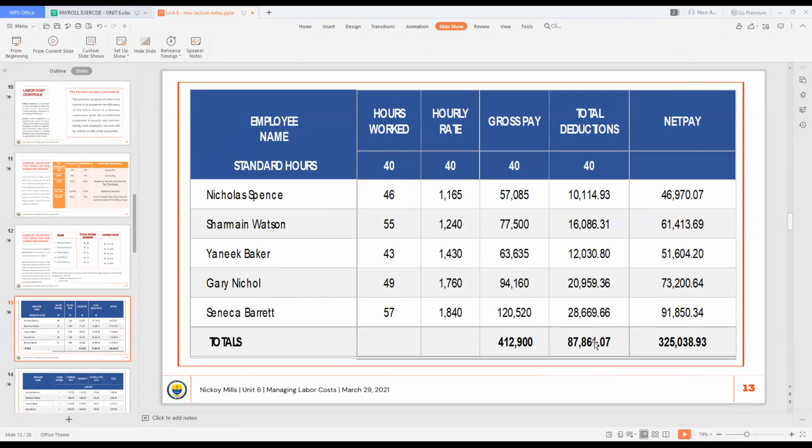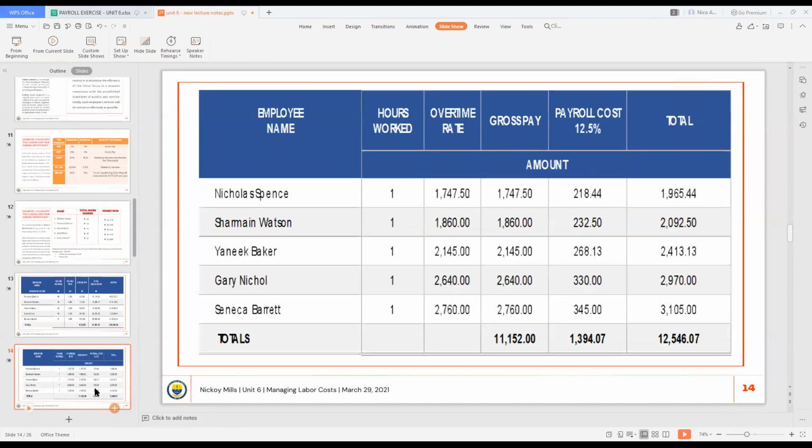And so the total payroll cost for these employees would be $412,900. You will have to pay over $87,861.07 out of their pay to the government, and the employees will actually get $325,038.93 in their bank accounts.